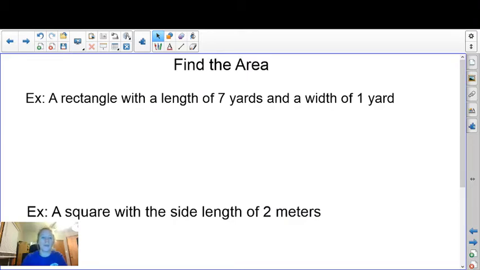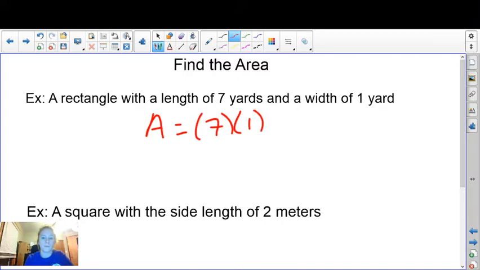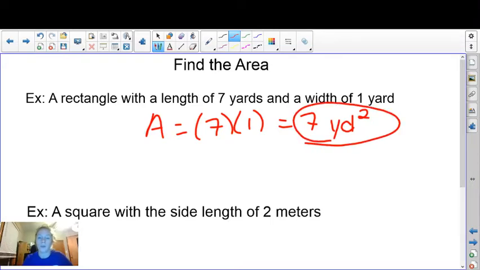So we're going to find the area of a rectangle that has the length of 7 yards and a width of 1 yard. So that is my 7 times my 1, which is equal to 7. And I need to keep my units in terms of yards as well. And since we're finding area in our two-dimensional shape, my units have to have two dimensions as well, and that's why we say it's squared.